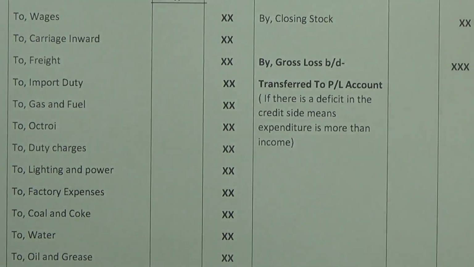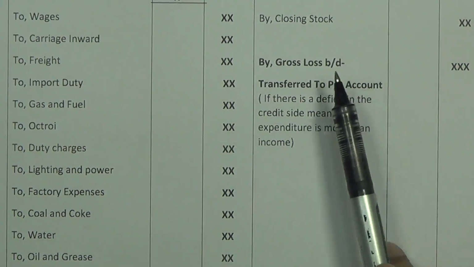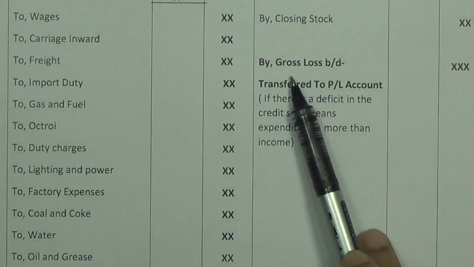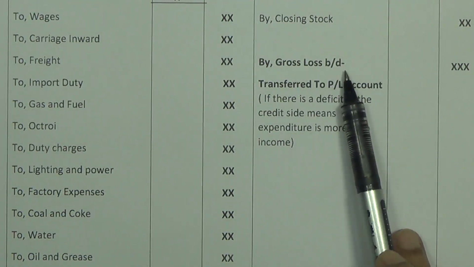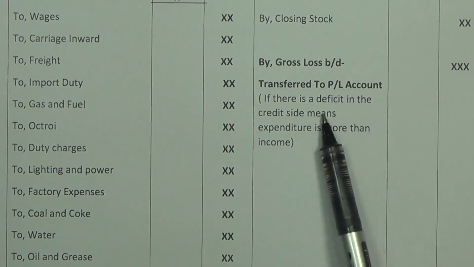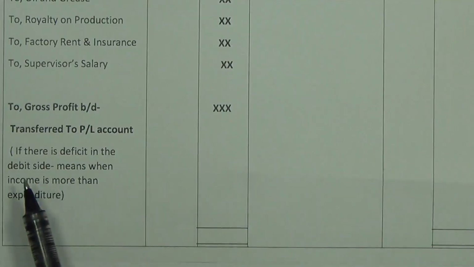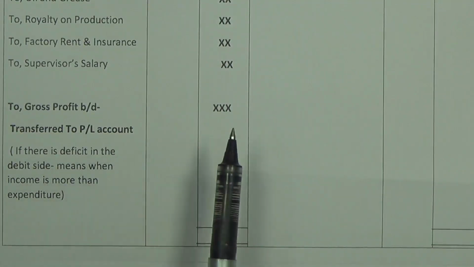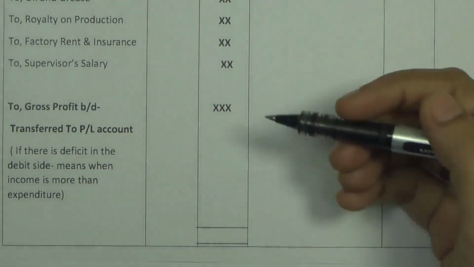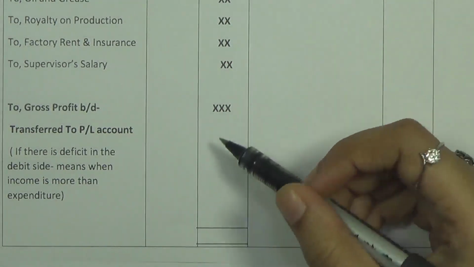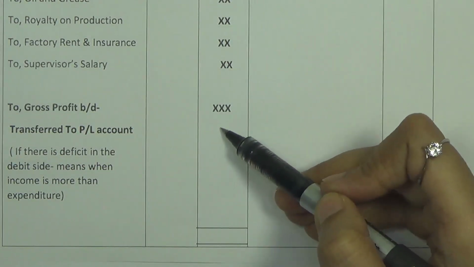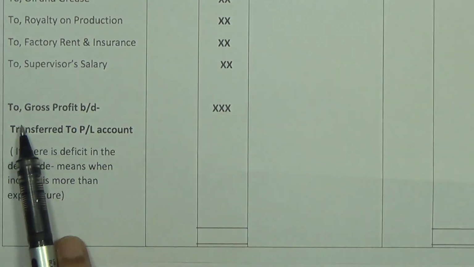Students, if your credit side is less than your debit side, that is, when expenses are more than income, then you incur a loss. So I have written by gross loss brought down, which is going to be transferred to your PL account. And students, when your income, that is your credit side, is more than your debit side, what happens? Your debit side becomes a deficit. That is, your expenses are less, so you're earning a profit. So your answer will be gross profit.